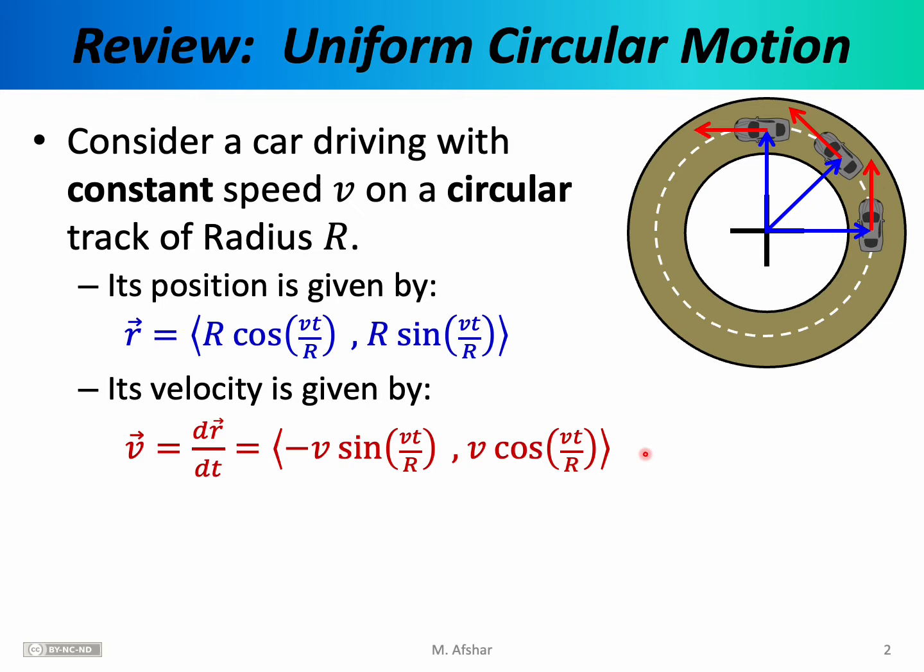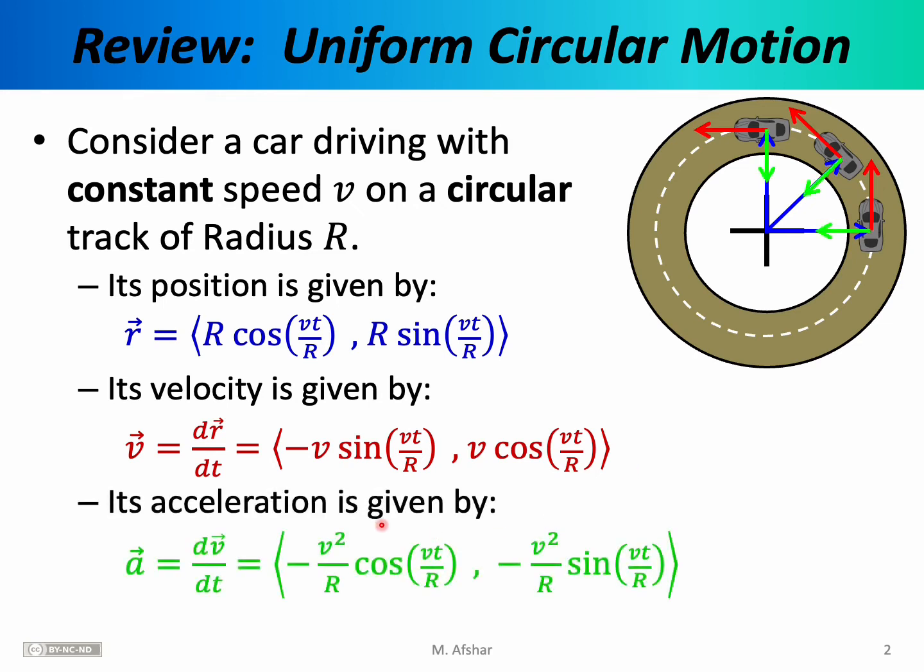We were also interested in the acceleration of the car. To find the acceleration, we differentiate the velocity. If you took the x component of velocity and took its derivative with respect to t, you would find that the x component of acceleration is minus v squared over r times cosine(vt/r). And the y component of acceleration is minus v squared over r times sine(vt/r). Remember that when you take derivatives of sines and cosines, you also have to take the derivative of the argument, so you'll end up with a v over r in addition to the derivative of the sine or cosine function. So this is the acceleration vector of the car as it drives around the track.